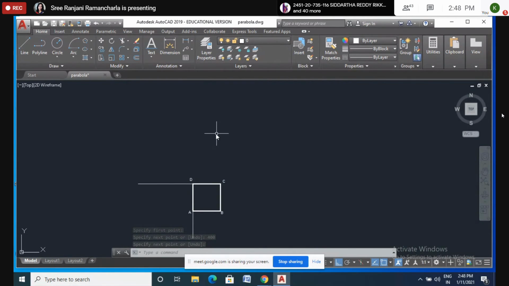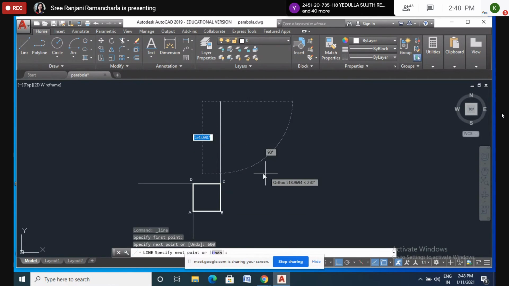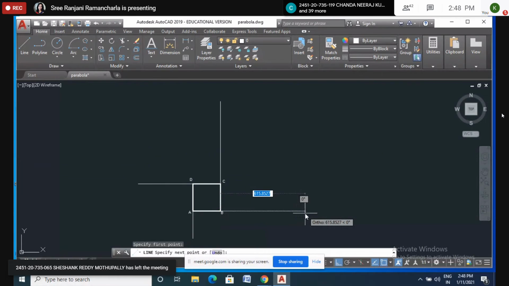Okay. Now I want to extend this line. How much do I have to extend? 6. Yes, 6. Okay, so you have to extend 6. Now the last one, this one I have to extend. How much length? 8. Yes, good.